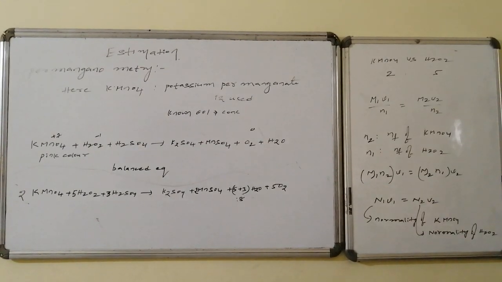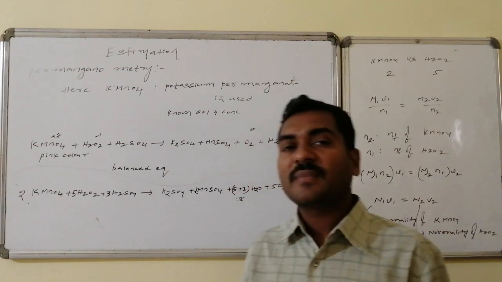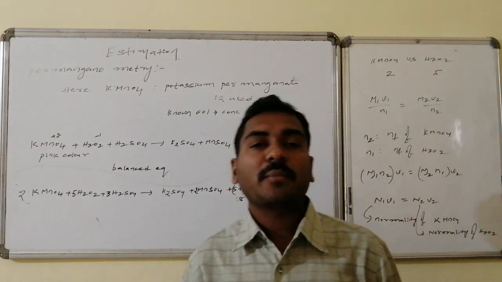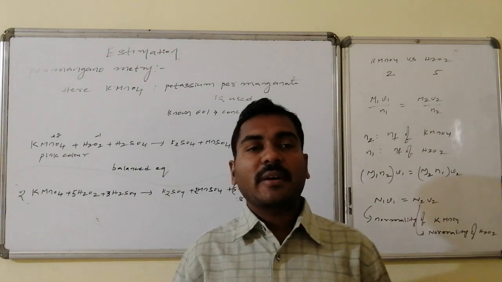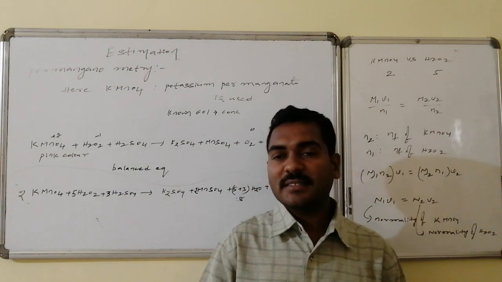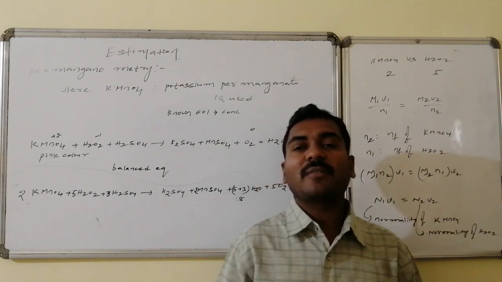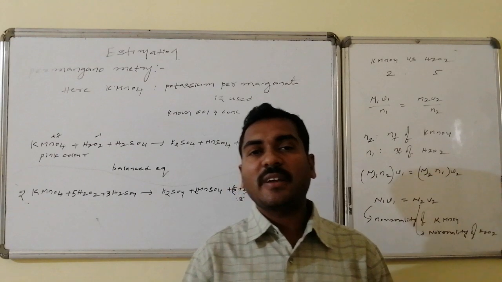The other method used for the estimation of hydrogen peroxide is permanganometry, where we use potassium permanganate, which is pink in color. Potassium permanganate of known concentration and volume is present, and this is reacted with a known volume of hydrogen peroxide solution of unknown concentration. The setup is made in such a way.